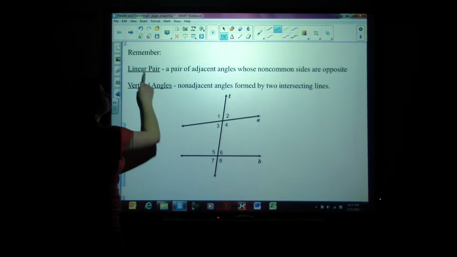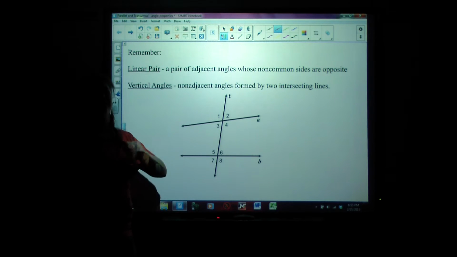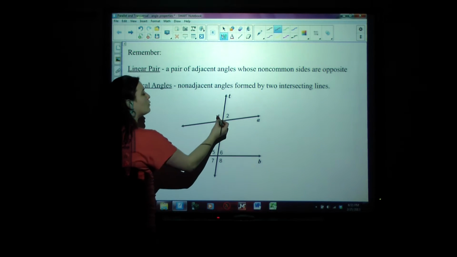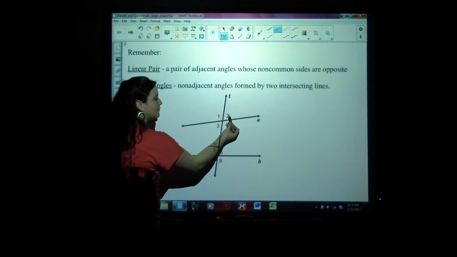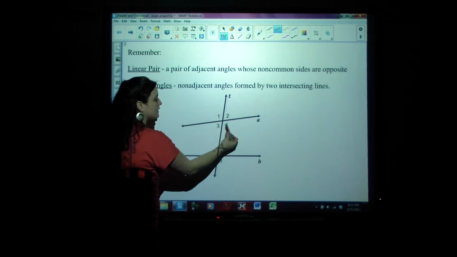So in the picture, there's actually a lot of linear pairs. Linear pairs are two angles that make a straight line. So 1 and 2 are a linear pair. 2 and 4 are a linear pair. 3 and 4 are a linear pair.